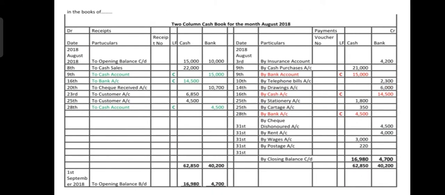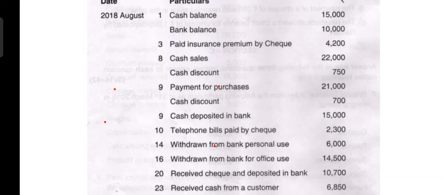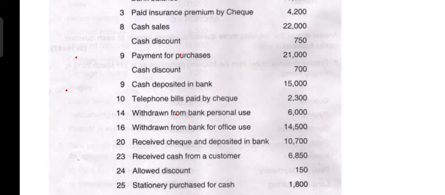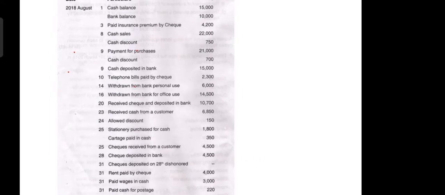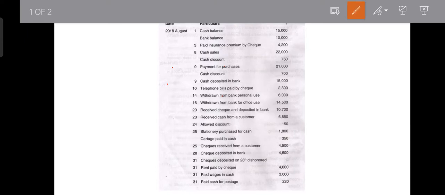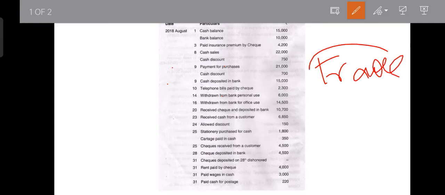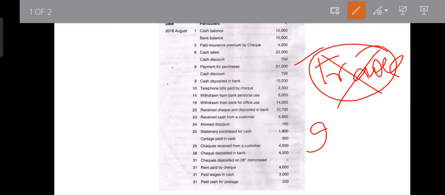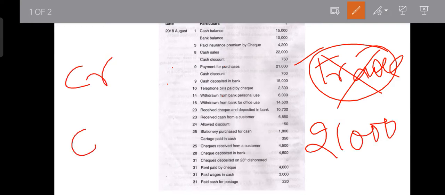Now let us see the next transaction. This is payment for purchases. We are making purchases of rupees 21,000. Again they are allowing cash discount of 700. Again the wrong word is used in this problem. At the time of purchases, if they give any discount, that is called trade discount. Again this trade discount is not going to appear in the books of business. How much payment we are actually making, that is 21,000, that only will appear under the credit side of the cash book.